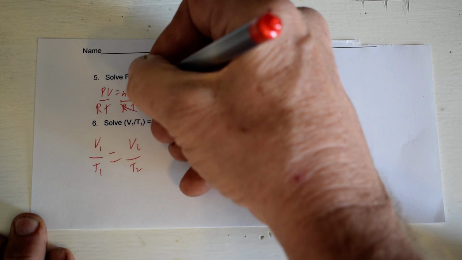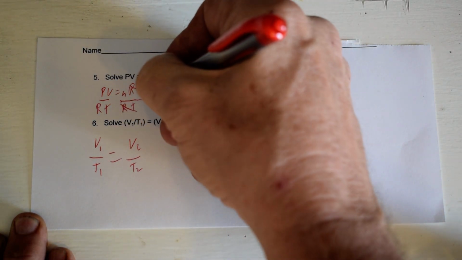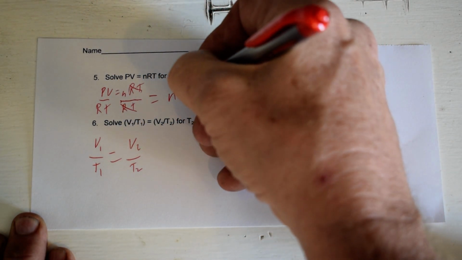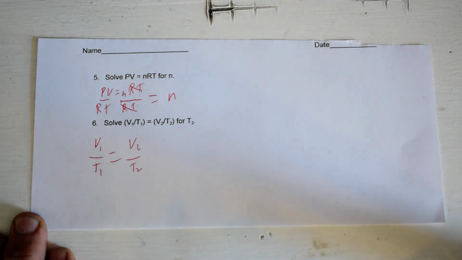So on this right side, the RT over RT cancels off, giving us our n. So n equals PV over RT.